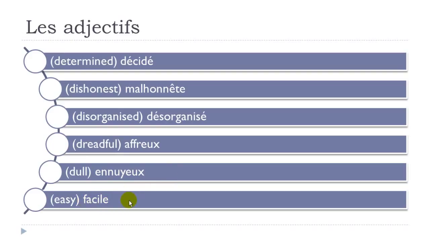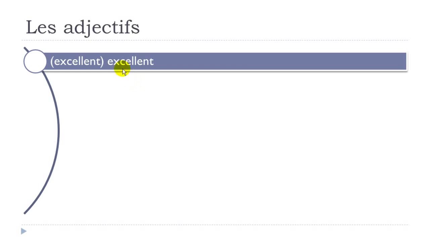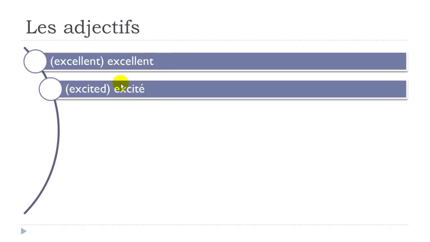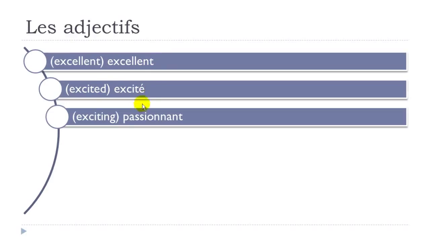Facile. Excellent. Okay, you've got double L here, and then it will open the sound of your E here, and it will be E. Excellent. Excité. Passionnant. Okay, here you pronounce the double S because you've got a vowel, so it's really a strong one. Passionnant. Final T not pronounced. And then here you get this en sound. Passionnant.